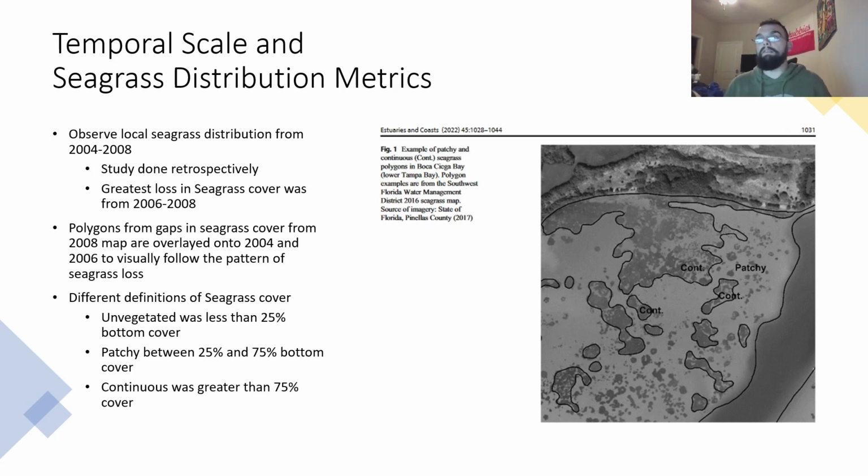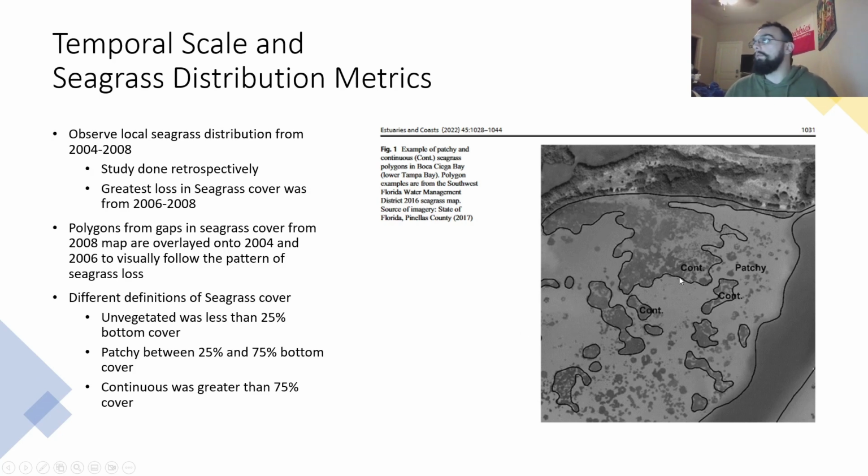Through the broad scale system, there are three different definitions of seagrass cover. Unvegetated tidal flats was any seagrass areas with less than 25% bottom cover. Patchy seagrass was defined as between 25% to 75% bottom cover of seagrass, and continuous was any areas with seagrass cover greater than 75%.